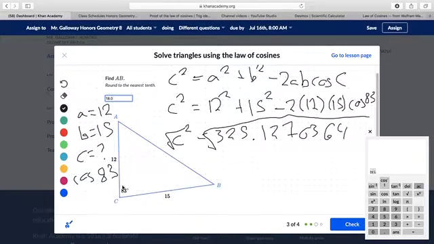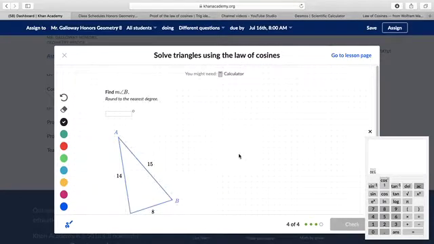83 looks like it's the biggest angle. This looks like the biggest side, but it's not that much bigger than 15. So yeah, that looks about right. There you go. So that's another way. All right, this one we're going to find an angle. We're going to find angle B.